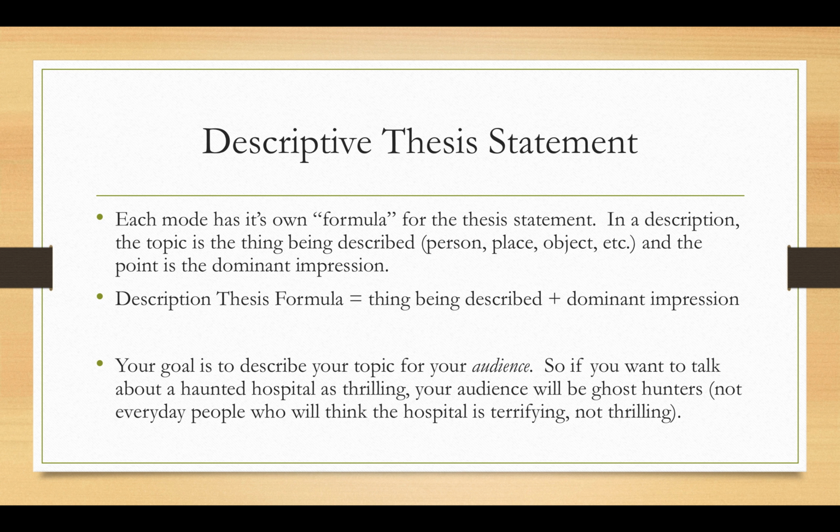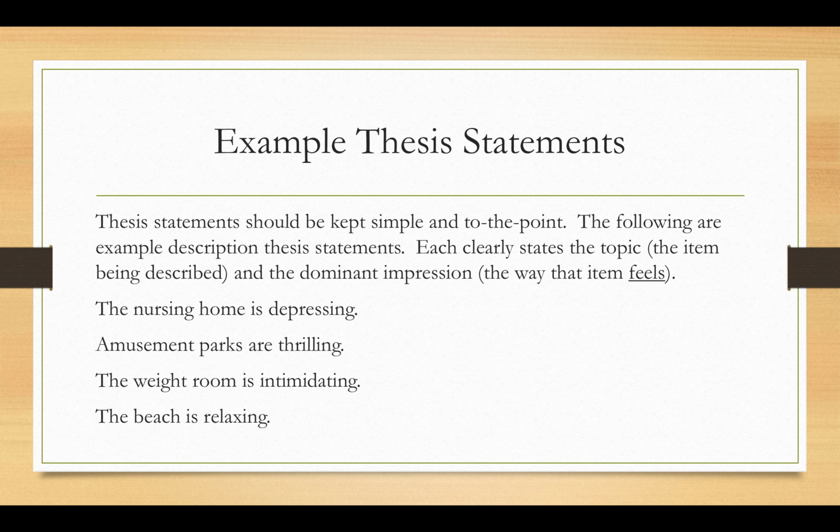So the thesis formula for this is the thing being described plus the impression that you're trying to give about that thing. And you're trying to describe it for your audience. So if you are talking to an audience of children, you're going to talk differently than you would to an audience of millennials, or to an audience of women versus men. There's a lot of different variations based on audience.